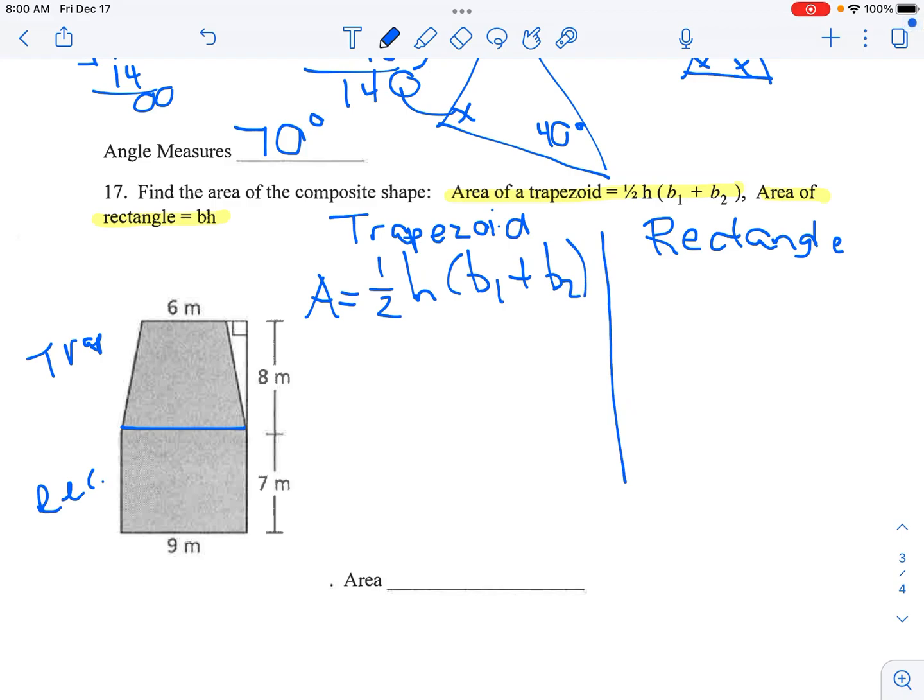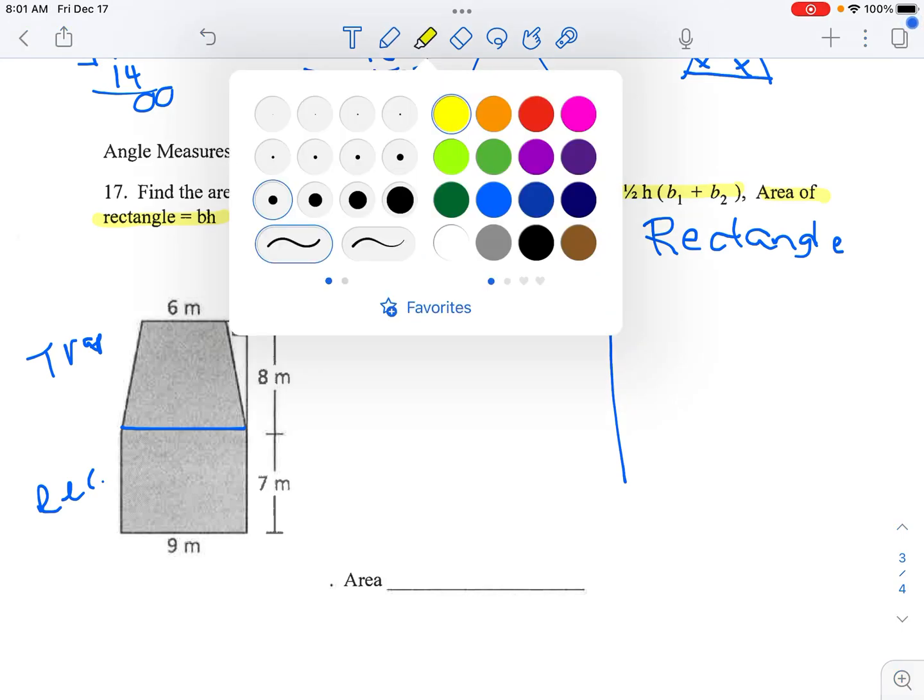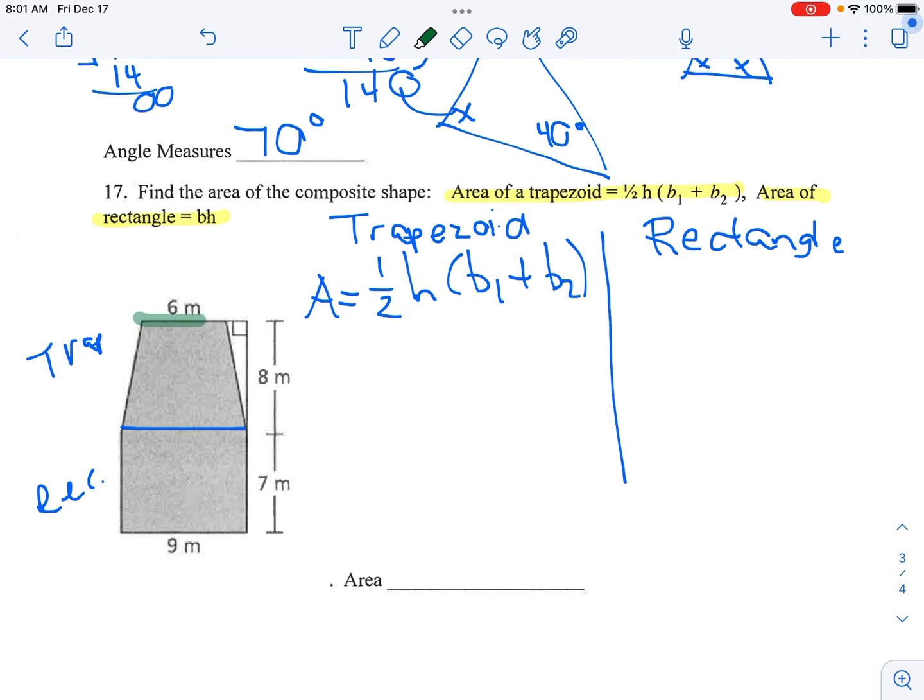So looking at the trapezoid, I'm going to highlight that in green. Okay, so right now I'm focused on this figure. Looking at the trapezoid, the height is 8. So I'm going to substitute 8 for my height. Base 1 is 6. Base 2 is 9.